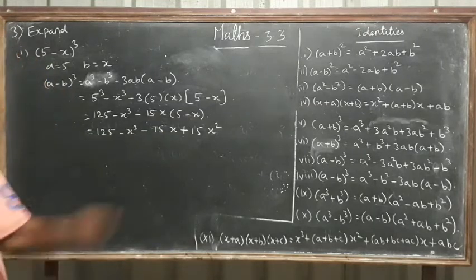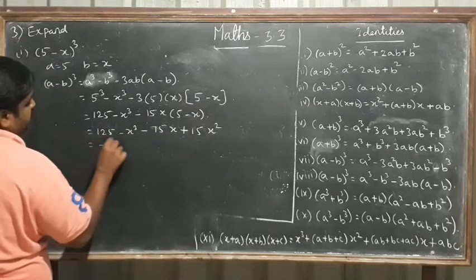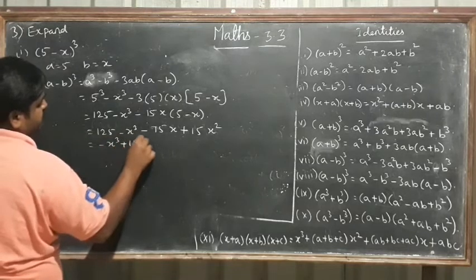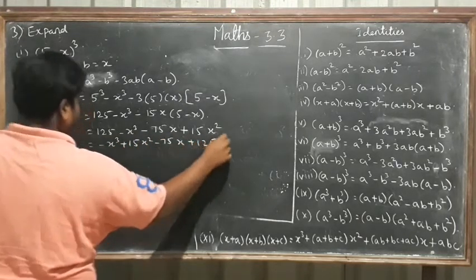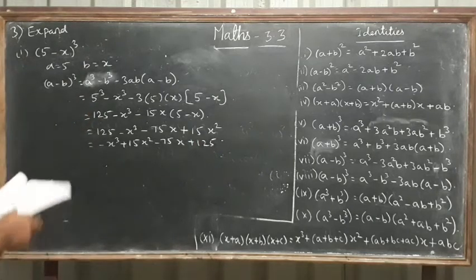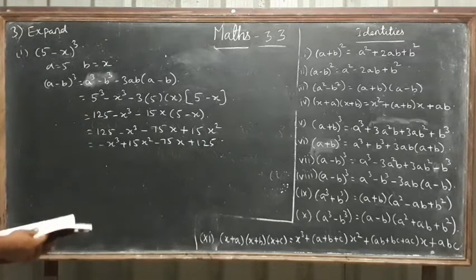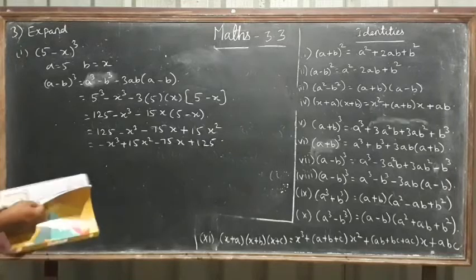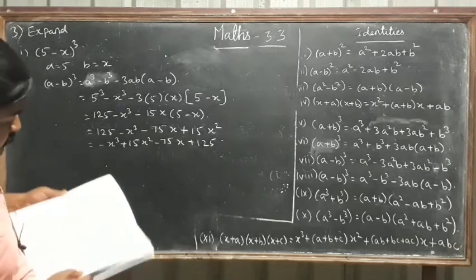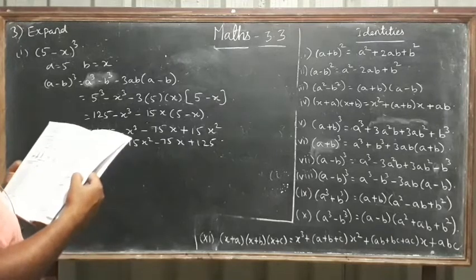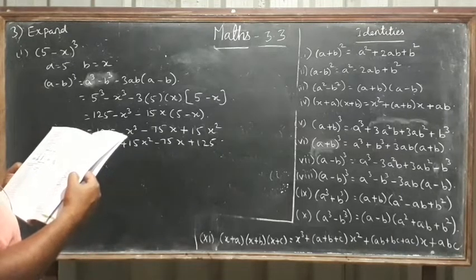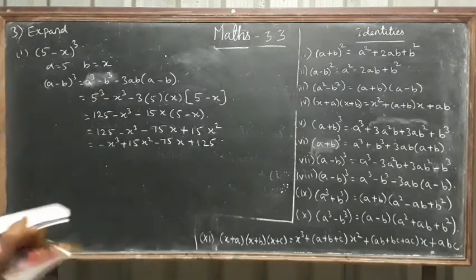So 125 minus x cube minus 75x plus 15x square will be the final answer. You can just rearrange this one. Minus x cube plus 15x square minus 75x plus 125 will be the final answer. Clear? This is exercise number 3.3, sum number 1. Now the second sum, let me check the answer. Yes, it's perfectly correct.